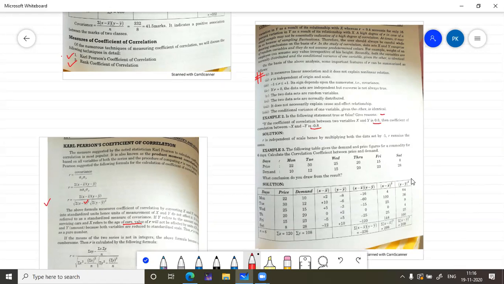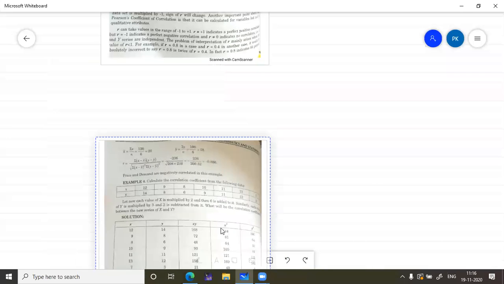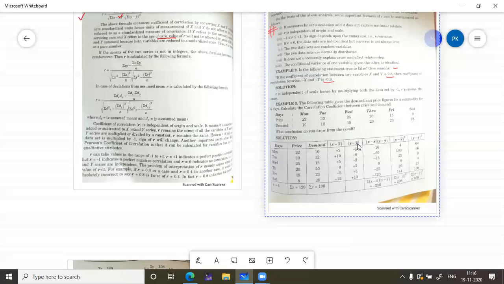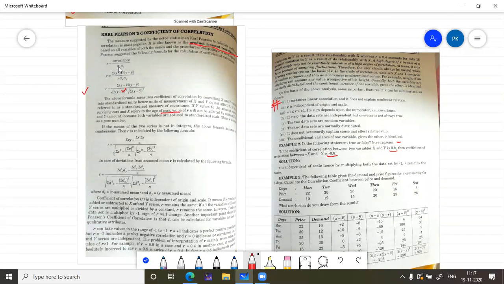Now next, see how to evaluate Karl Pearson's coefficient of correlation for the given data. It is also known as the product moment correlation, and it is equal to covariance divided by sigma x sigma y. Sigma x represents the standard deviation of x and sigma y represents the standard deviation of y.